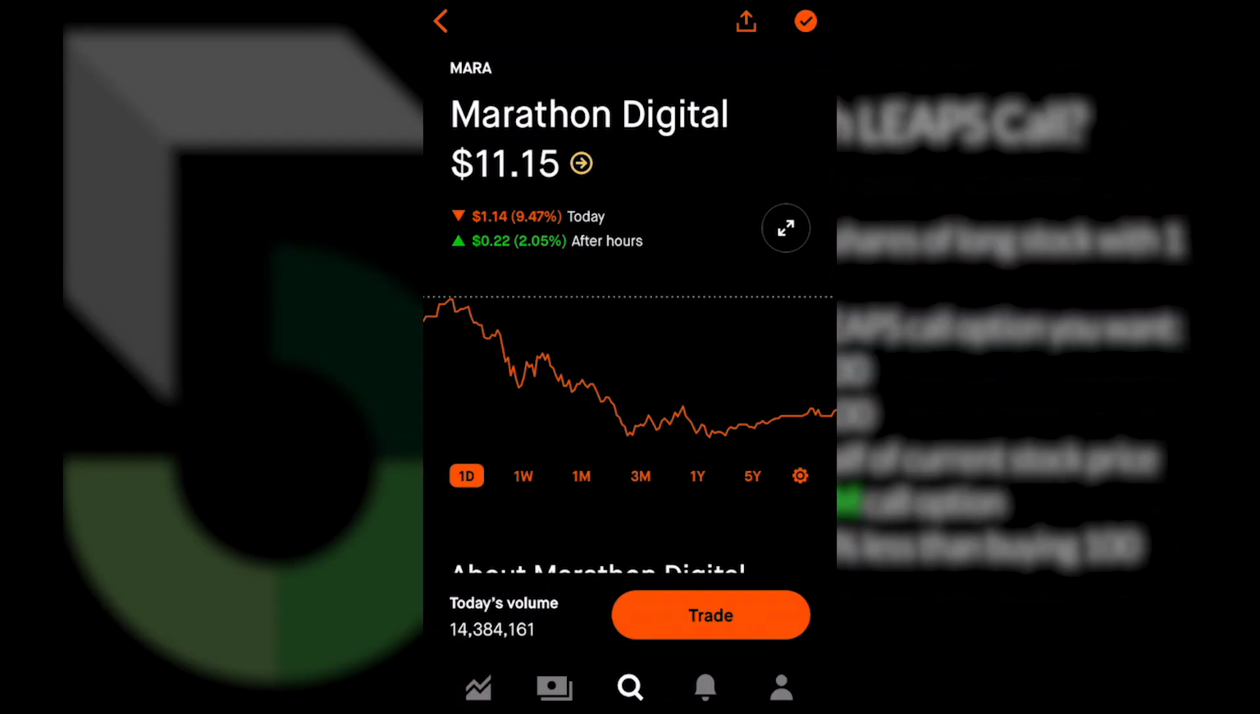Again, we're going to use the example of Marathon Digital, ticker symbol MARA. This is just an example. This is not any type of trade recommendation. I'm just showing you what this strategy would look like. So right now you can see that MARA is trading at $11.15.